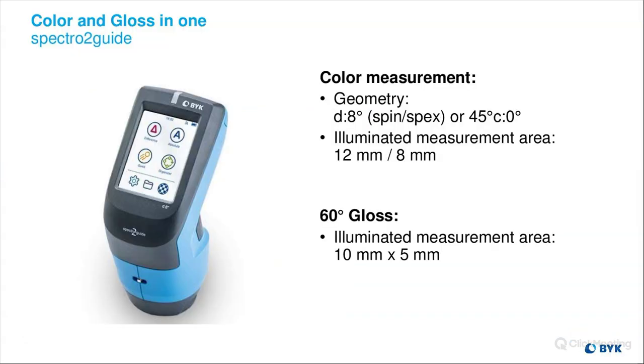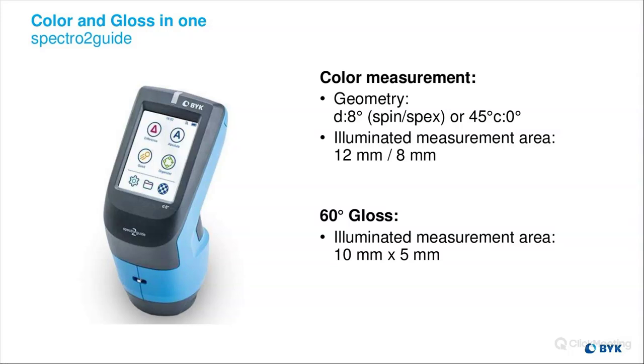Starting with our Spectra 2 guide. This is one of our handheld spectrophotometers. It comes in two different types of geometries. The D8, also known as the sphere geometry, includes two different measuring types: the specular included and the specular excluded. So two different types of measurement geometries inside.